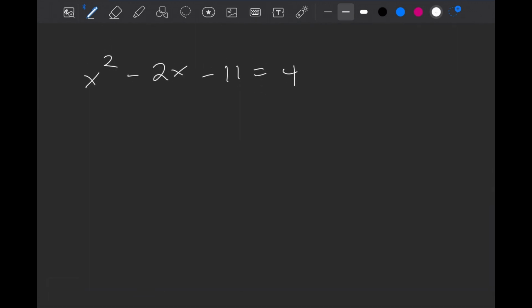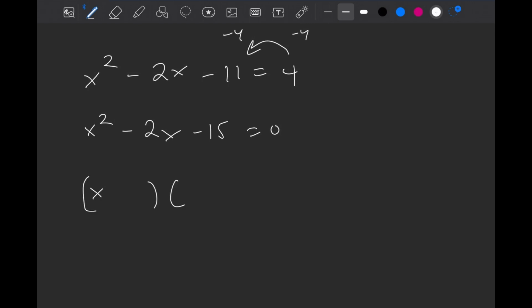All right, give this one a try. So in this one, same idea as before, move the 4 over by subtracting 4. We'll have x squared minus 2x minus 15 is equal to 0. And then we're going to factor this by just guess and check, because that's the fastest way to do it. Again, two numbers that multiply to get to -15 and add to -2.